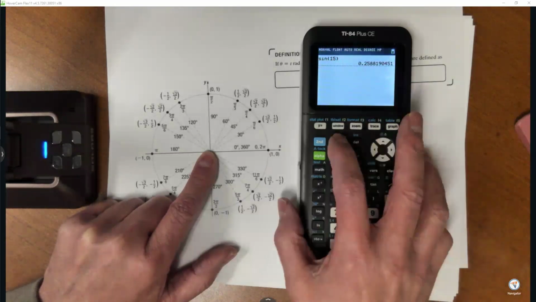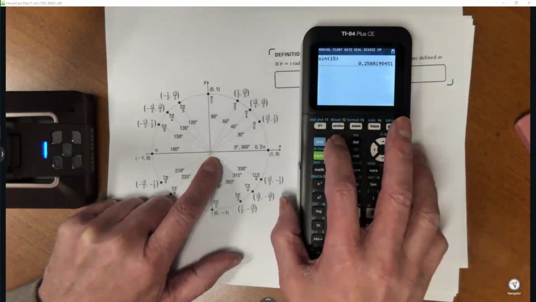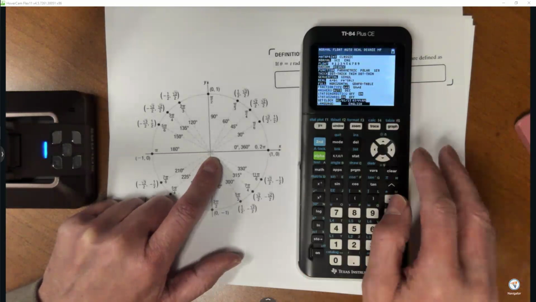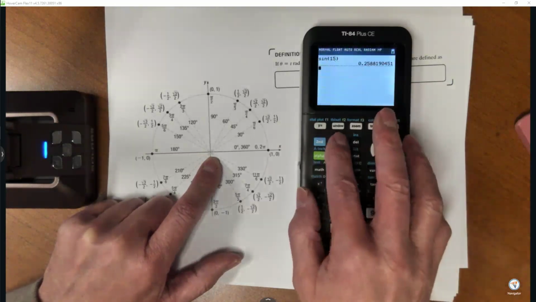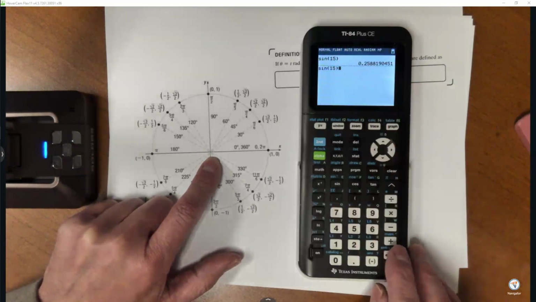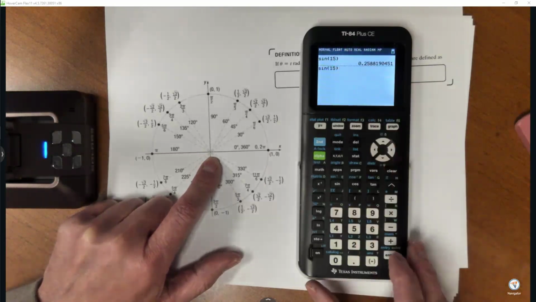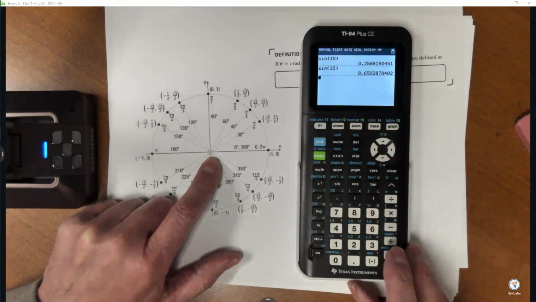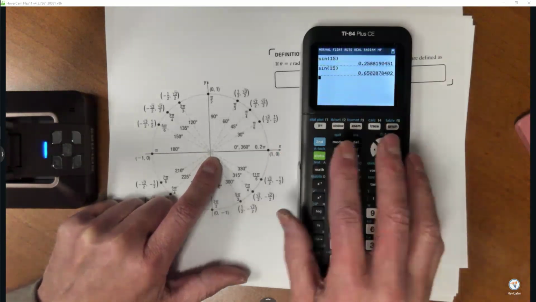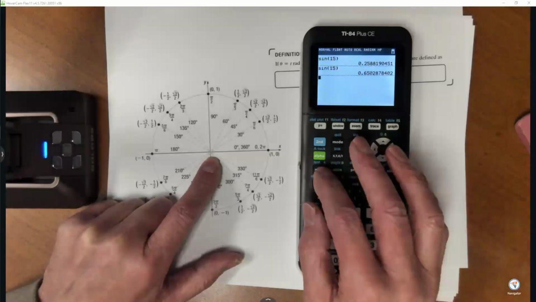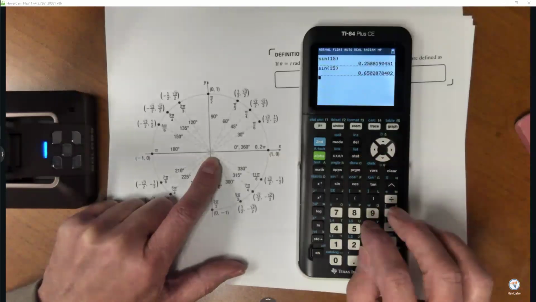Now, if I want to get readings on my calculator in radians, then I'm going to select the radian mode. And now if I were to ask for sine of 15 again, it's going to give me a different answer because it's interpreting it as radians, right? So always make sure you're in the right mode for what purpose you're calculating.